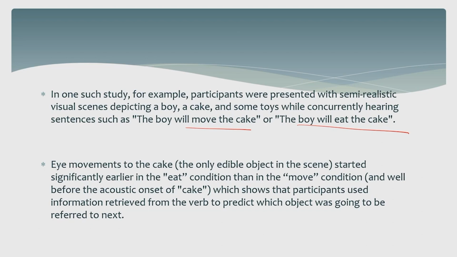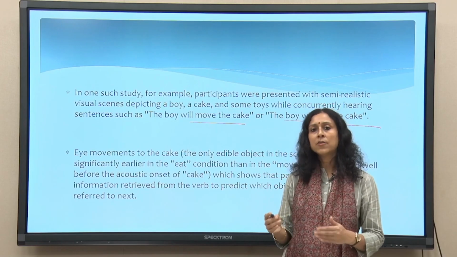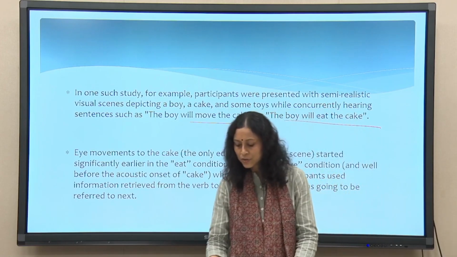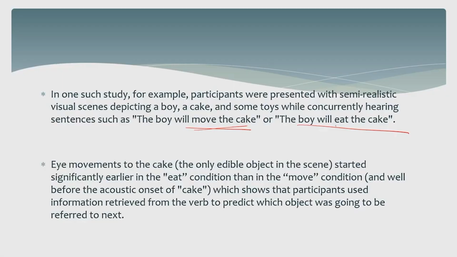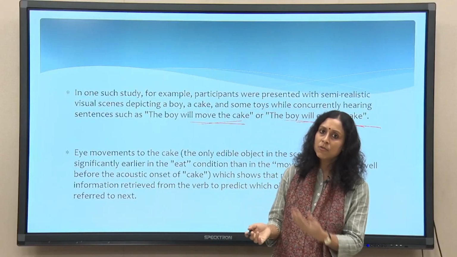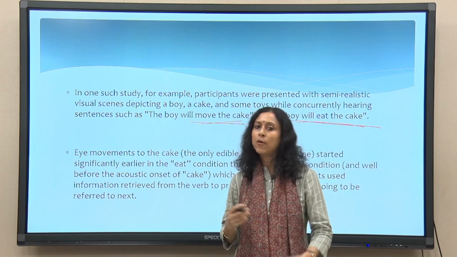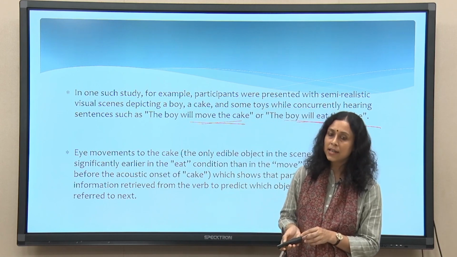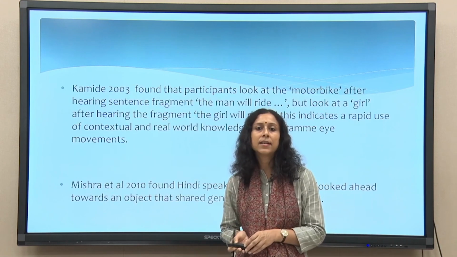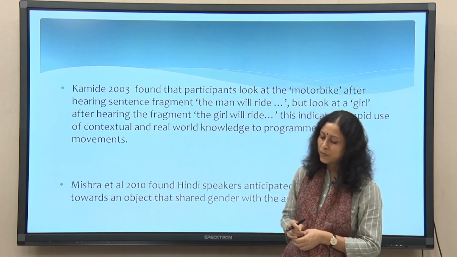These are the two different kinds of sentence with respect to cake. Of course, each of these experiments uses a large stimulus set, so there will be "move the cake" versus "eat the cake," and many other versions. In the case when they heard the word eat, the eyes quickly moved to the cake much before the word cake was actually heard. But this did not happen when they heard the word move, because toys are also movable. But when it is eat, the only edible object on the screen was the cake. So, the eyes will move. This is predictive processing, the anticipatory eye movement.